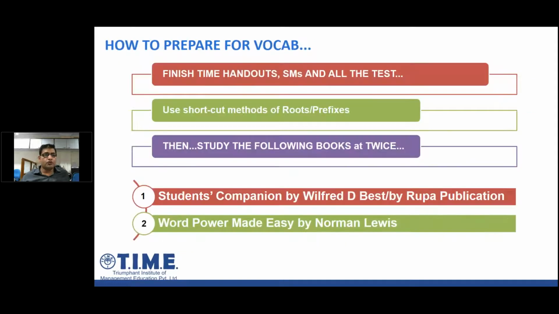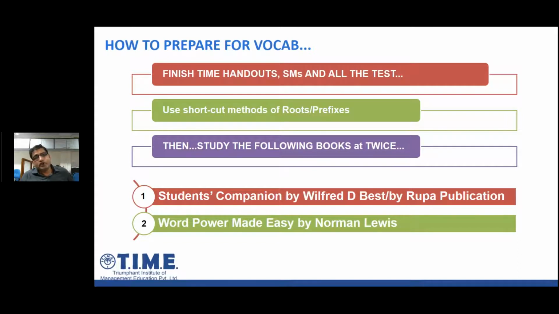So we move on to the important part here. How to prepare for these vocab questions then? First, I would say, if you are a TIME student, finish all the TIME handouts, all the study materials, and all the tests. Everywhere that you see any vocab question given to you, either in the handout, study material, or the tests.